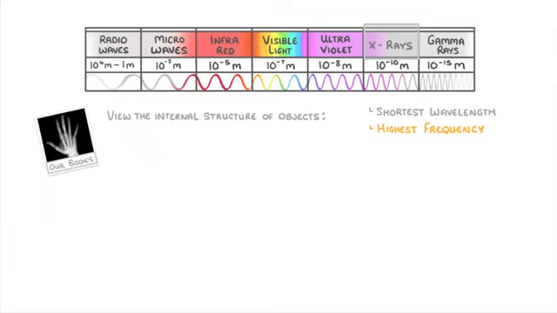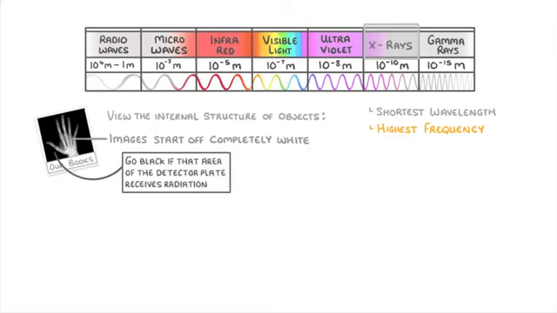One of the odd things with X-ray images, though, is that the images start off completely white, and only go black if that area of the detector plate receives radiation. So it's actually the dense areas, like bone, that appear white, while pretty much everything else is either black or a shade of grey.